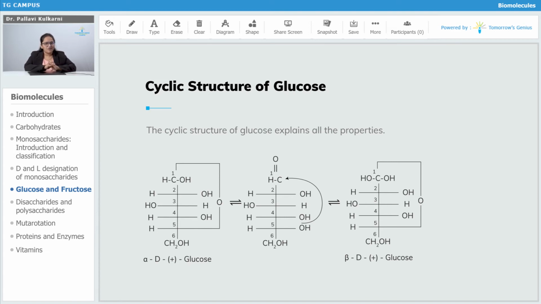You can see the structure of cyclic alpha as well as beta form. Let us have a look. For the alpha form, the position of the OH group on carbon number 1 is on the right hand side, which I am going to highlight. Whenever the hydroxyl group on carbon number 1 is on the right hand side, it is called the alpha form. Let us see the beta form. Again, carbon number 1 has the OH group on the left hand side of the structure, and hence it is called the beta form of glucose.